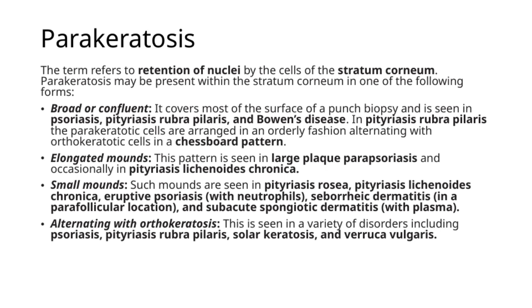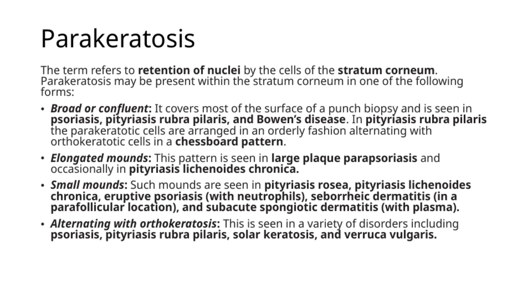One common form is broad or confluent perikeratosis, where it covers most of the surface area of a punch biopsy. This pattern is typical in diseases like psoriasis, pityriasis rubra pilaris, and Bowen's disease. Interestingly, in pityriasis rubra pilaris, the perikeratotic cells are arranged in an orderly, alternating pattern with orthokeratotic cells, creating a sort of chessboard appearance.